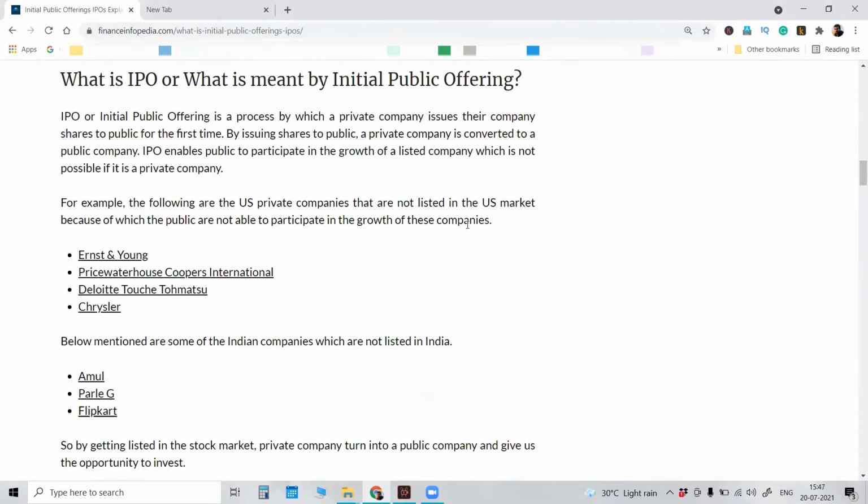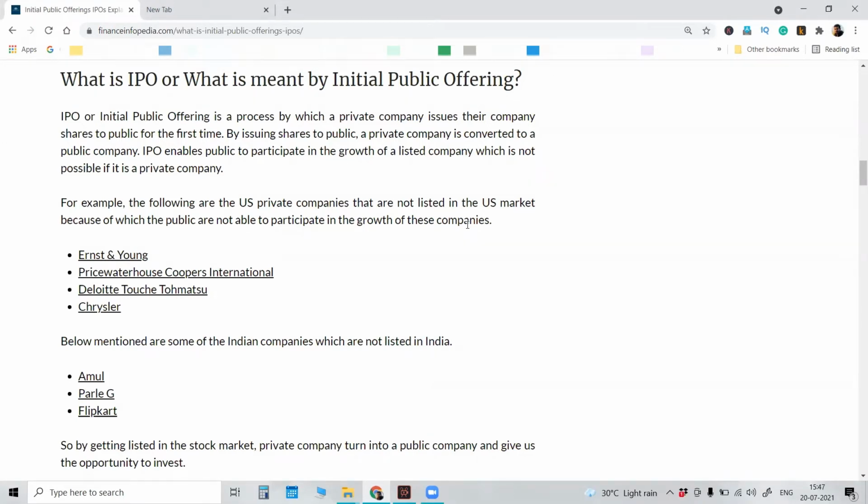So IPO enables public people like you and me to participate in the growth of a listed company, which is not possible if it is a private company. I will explain that in detail. If a company is a private company, for a normal person like you or me, it is very difficult to participate in the growth of that private company.